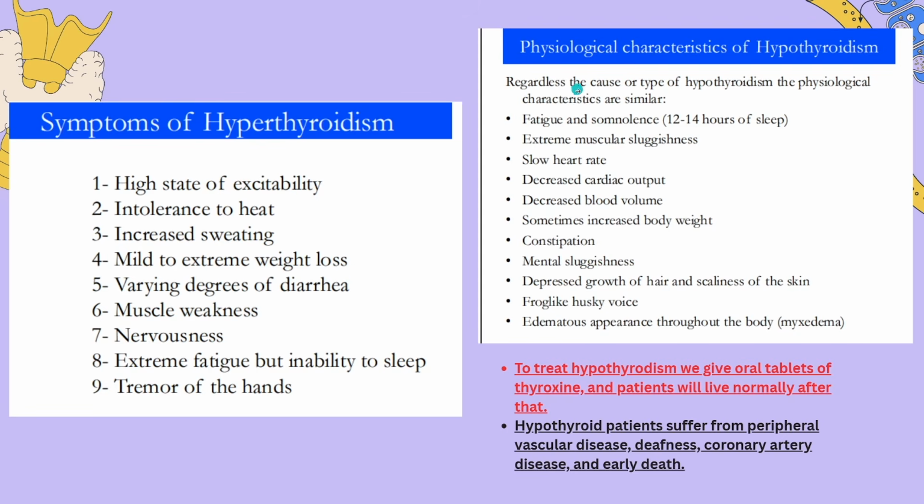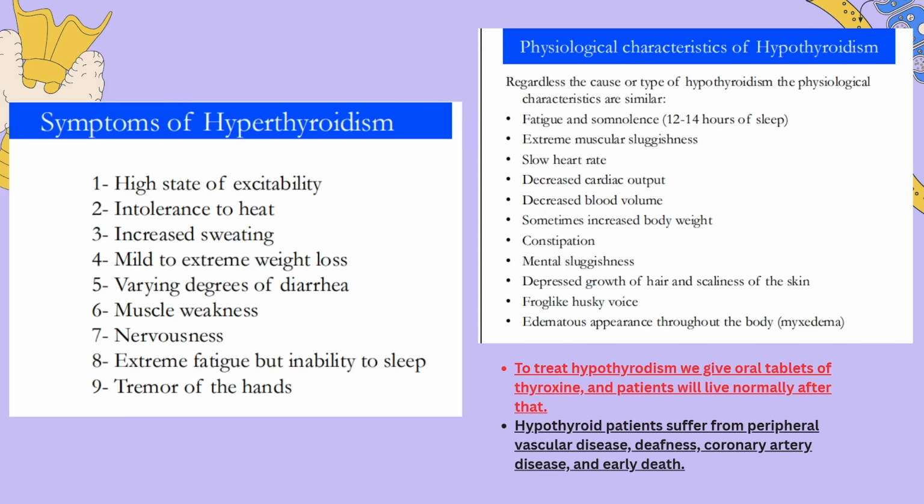It is exactly the opposite in hypothyroidism, but I want to emphasize myasthenia. It is edematous appearance throughout the body. It's basically you're looking at someone full of fluid, edema, okay? And depressed growth. And these cardiovascular hemodynamic effects are going to be decreased. Now, to treat hypothyroidism, just supplement thyroxine, give the patient the hormone, and then they'll continue normally after that.